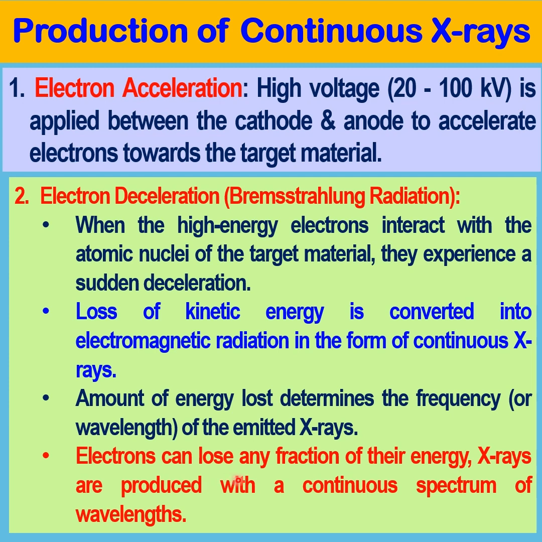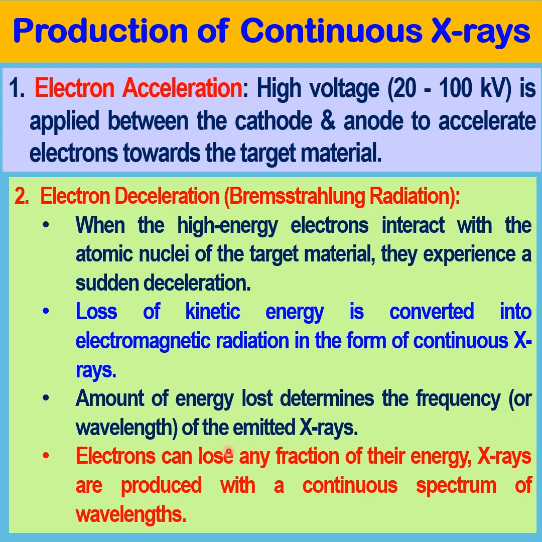An electron can lose any fraction of its energy. The X-rays are produced with a continuum spectrum of wavelengths. So as compared to characteristic X-rays, continuous X-rays will have a continuous range of wavelengths produced, because the continuous loss of energy produces a continuous generation of wavelengths.